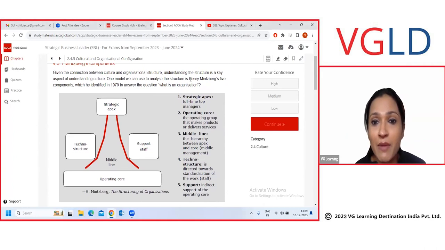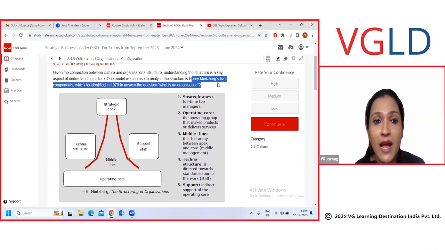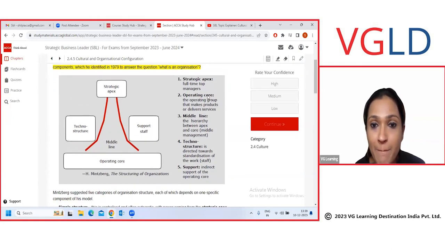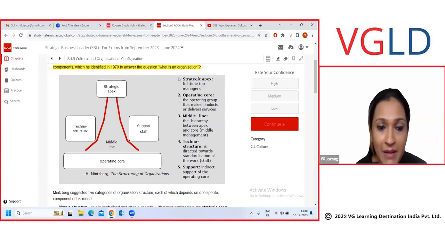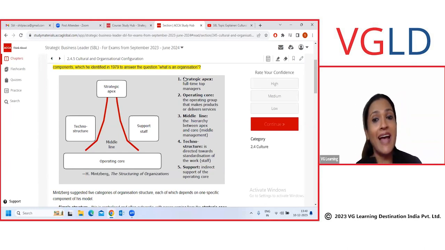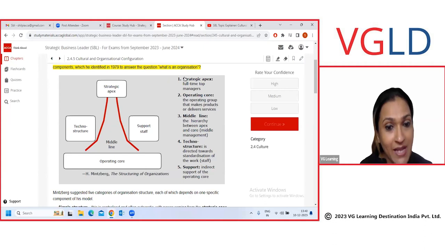So we have this Henry Mintzberg five components as to what basically is an organization. So an organization is considered a mix of these five elements. Let me just highlight it here. So you have the strategic apex at the top. Then you have the operating core, who is going to take the decisions of the strategic apex forward in order to execute the policies. And then you have the middle line management, who is going to be like a means of communication between your operating core and the strategic apex thereafter.